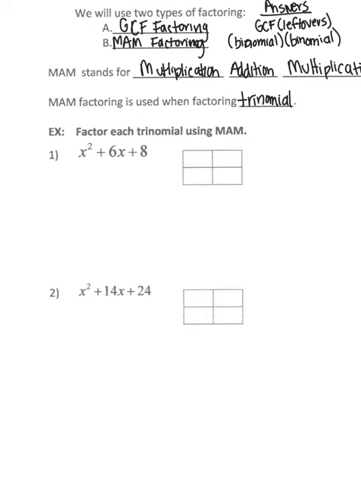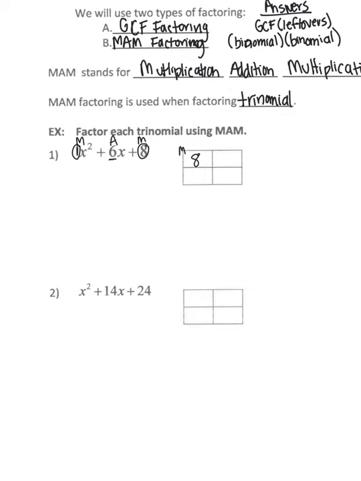So the way it works is I'm going to label my trinomial. The first part's going to be M, the second term is going to be A, and my last term is going to be M. That's where the MAM comes from. Multiply, add, multiply. So now my two M's in my first tic-tac, or my box on the side here, my first box is going to be my M. I'm going to multiply those coefficients together, my two M's. So right here I've got a 1 in front of my x squared, and right here I've got an 8. So 1 times 8 gives me 8.